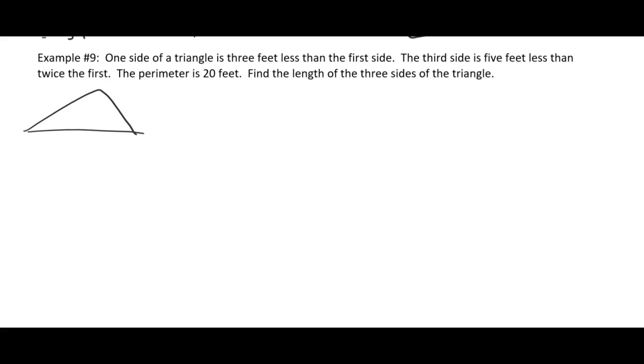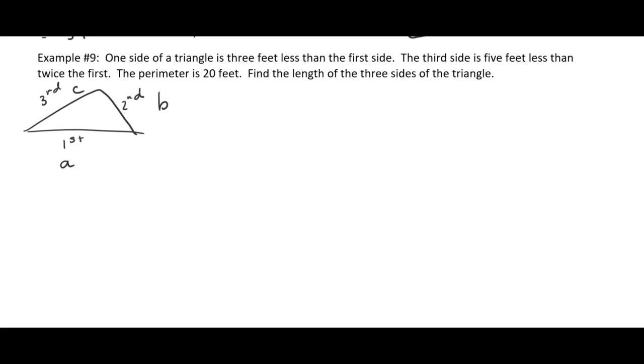Now it talks about first, second, and third. It doesn't really matter how you label it. You just kind of arbitrarily drew the triangle, so we don't really know what it looks like at this point. Maybe I'll let A be the first side and B be the second side, and C could be the third side. So you could label it that way as well.